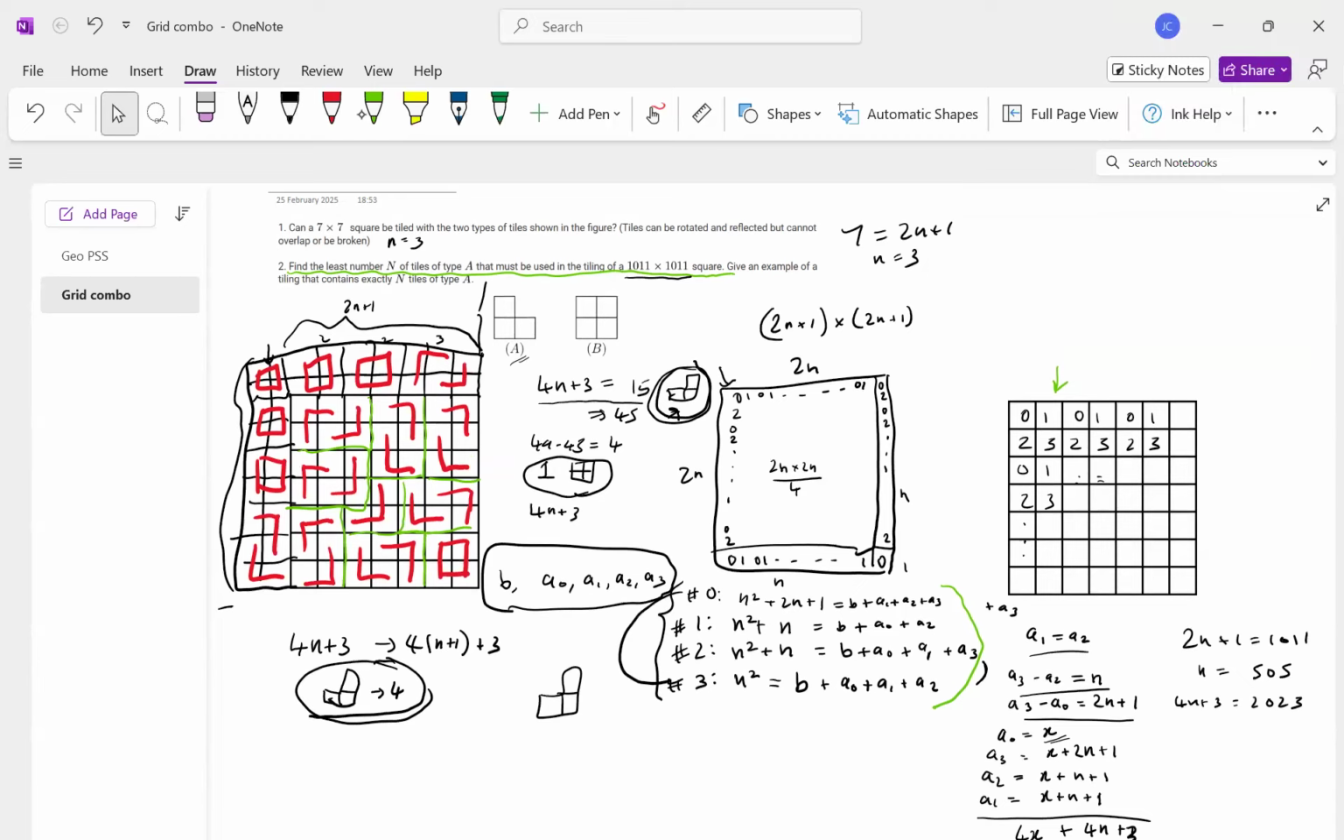Why did we start with 7 by 7? Just to ensure that 4n plus 3 does not exceed the total number of tiles, right? Yeah, exactly. If it's less than 7, then it's not going to work.